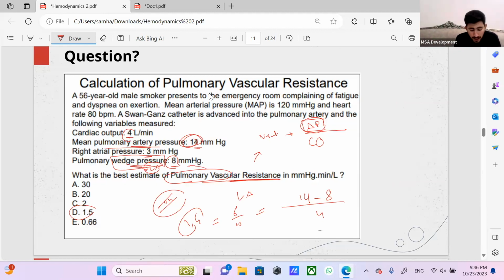So to know the vascular resistance, it's the difference of pressure over the cardiac output. Difference of pressure of what? He wants pulmonary. So we start with the pulmonary artery. What's coming after it? The left atrium, which is the wedge pressure. Minus them, we have the difference of pressure over the cardiac output. We have 1.5. That's pretty much it.